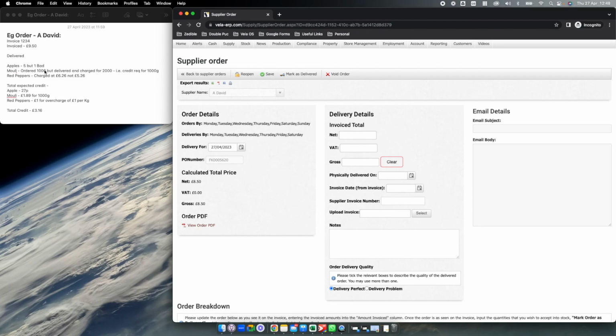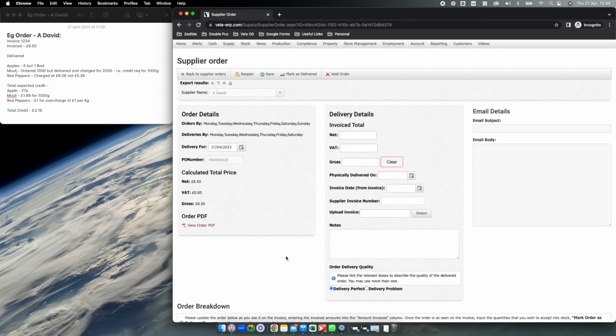Now obviously there's situations when perhaps you might order a kilo and you receive 1.1 kilos or 1,100 grams. That seems fair enough, but doubling the amount of produce ordered feels like overstepping the mark. So I'm going to raise a credit for 1 kilo of mooli. And then the final sort of fictional error that I've created is being overcharged by £1 per kilo for red peppers. So in this context, I'm going to need a credit for £3.16.